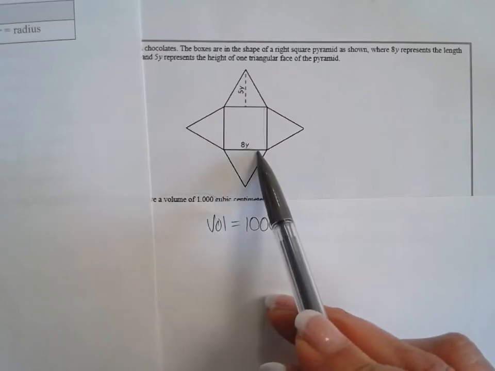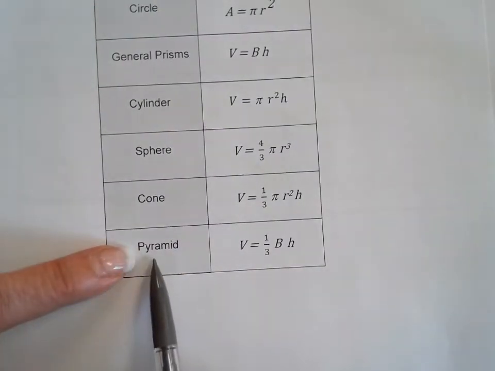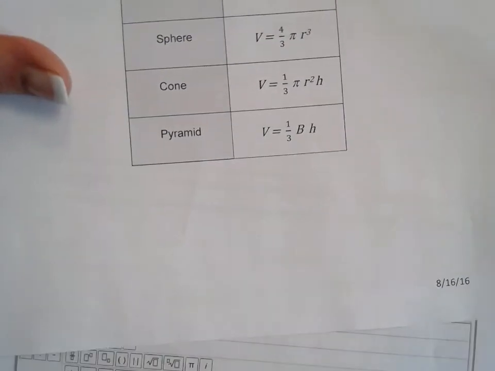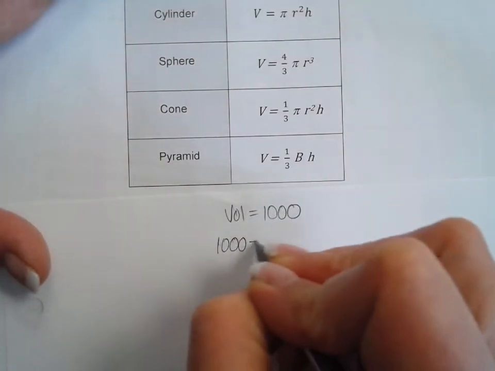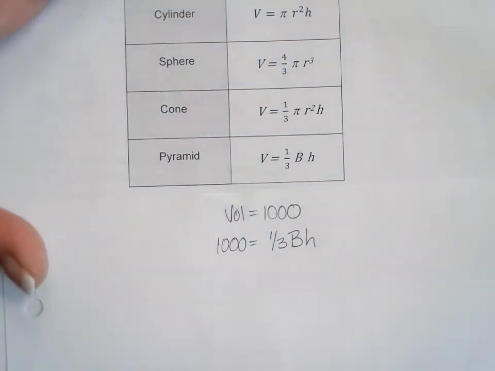And what kind of shape do I have? A square. It's a pyramid, right? So I look and say, hey, look, there's my volume formula for a pyramid. I don't even have to think. So 1,000 is equal to 1/3 capital B times H.